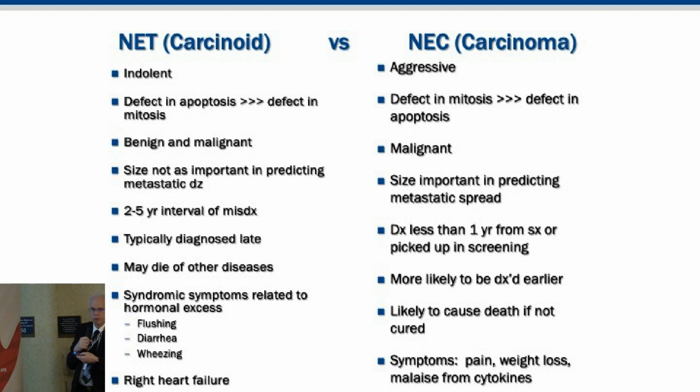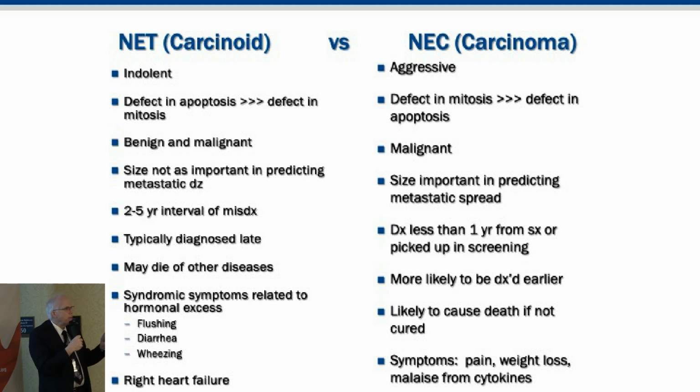That's what this up here is: carcinoma. Carcinoma is aggressive. Breast cancer, colon cancer, lung cancer. You don't have as much time here. The defect here is in mitoses. This is where the cells have just gone wild. They have lost the internal controls for stopping division. You can kind of tell what happened here. They're going to outgrow their blood supply. That's what limits them, because they can't grow unless they get nutrients. And they're always malignant. The size is important in predicting metastatic spread.